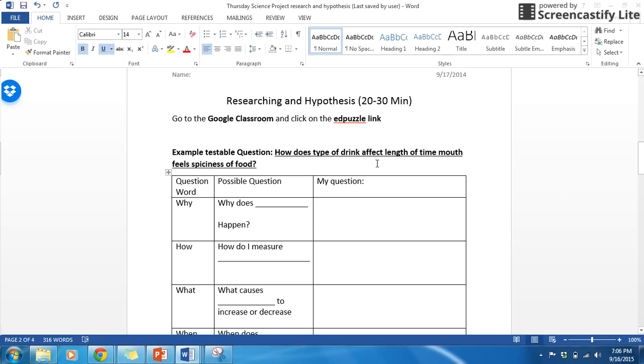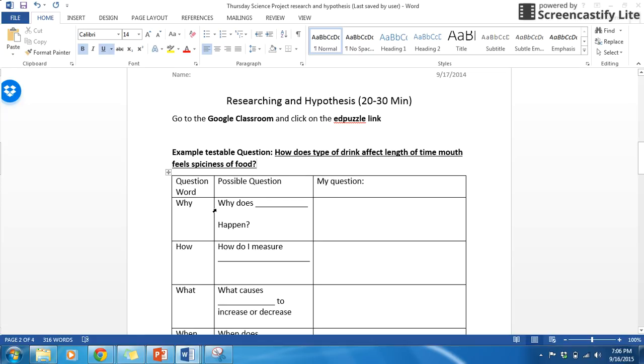Hypothesis section of our science fair project. So I know you usually do this on a PowerPoint, but I just thought it would be easier to do this on your paper. So you guys are going to do this for your testable question, but I'm going to model how to do it with mine. So my example testable question is, how does the type of drink affect the length of the time my mouth feels the spiciness of food?